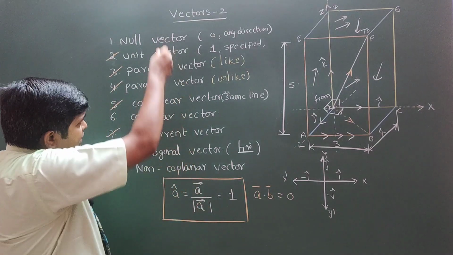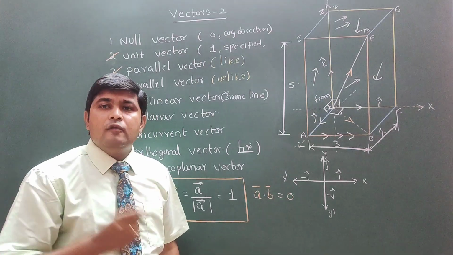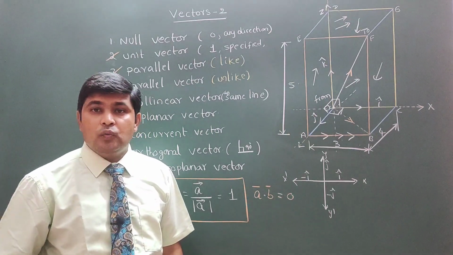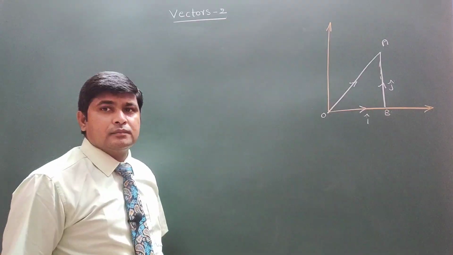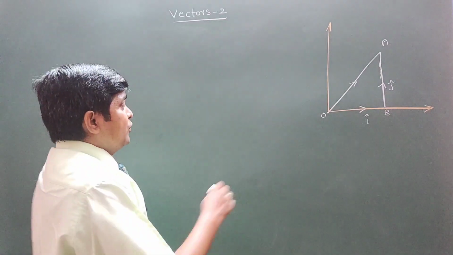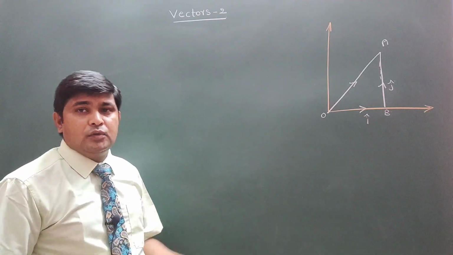So that is the condition. Like that, for every vector, to say why it is that vector, we have one condition. So we have to know what that one condition is. Okay. And now I am going to show you how a vector is made into a unit vector.